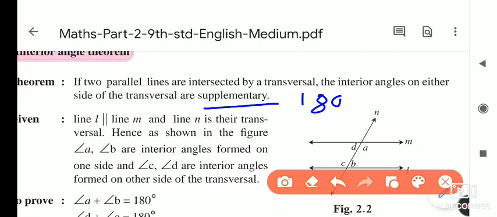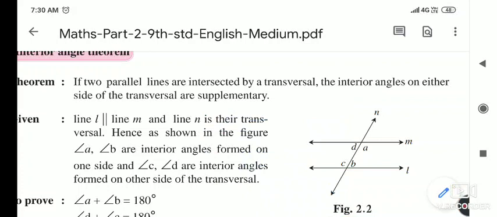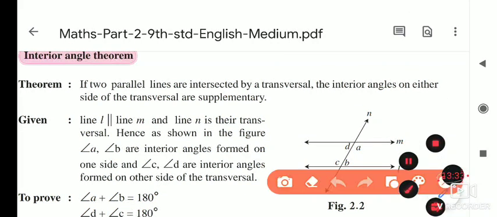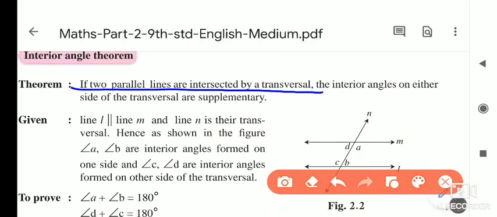Now next it is given. So what will be the given? If two parallel lines are intercepted by a transversal. So this is the antecedent of the statement. Which are the two parallel lines? Line M and line L are parallel, and line N is the transversal. That will come inside the given.